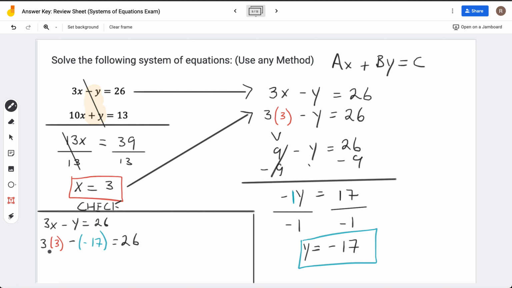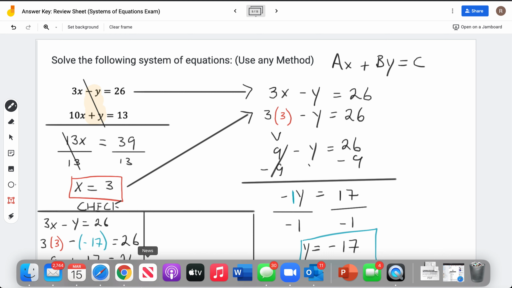We're going to simplify. 3 times 3 is 9. And here we have minus negative 17. This is the same as saying there's a negative 1 right there, so negative 1 times negative 17. Or if you ever see a minus sign outside of a parentheses with a negative, we're going to switch that to a positive. So this becomes 9 plus 17 is equal to 26. And 9 plus 17, that's 26, is equal to 26. Awesome, this works. But for a system, you have to make sure it's working for both equations.